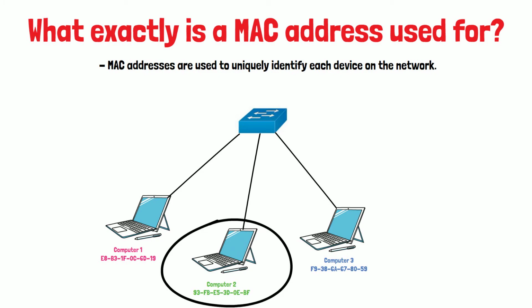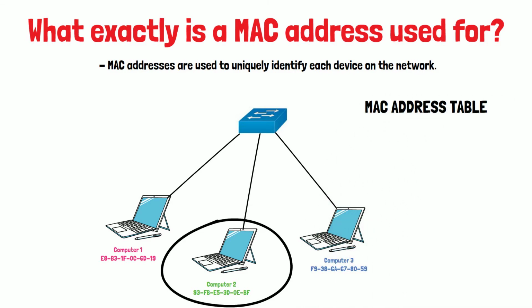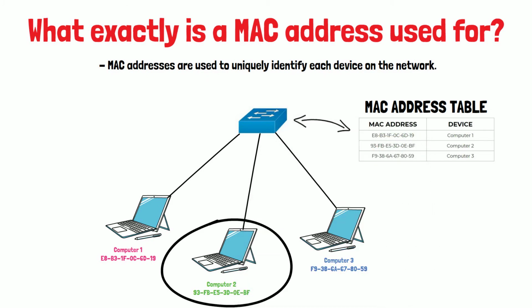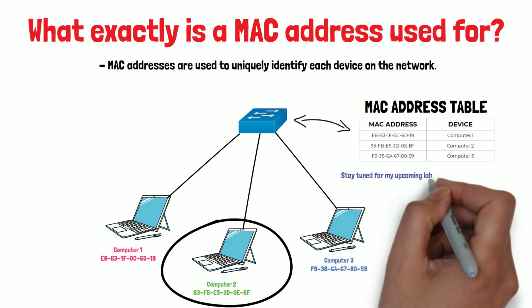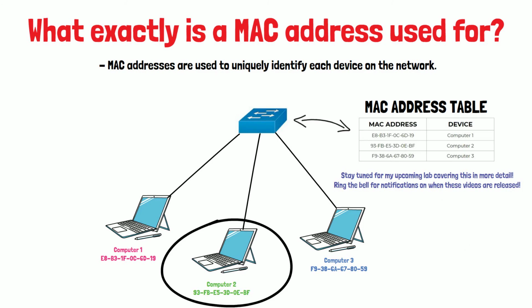Know that over time, these MAC addresses that the switch learns will be stored in what's called a MAC address table. And so as you can see here, we've got the MAC address for computer 1, 2, and 3 stored in this table. And if we add more devices, it will learn those. If we take some away, it'll forget those. At some point, I'll be releasing a lab that covers this in a lot more detail, where we actually go in and look at this more in depth. But just understand at a broad level, this is how it works.